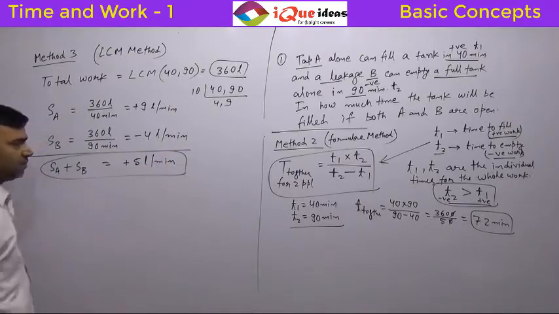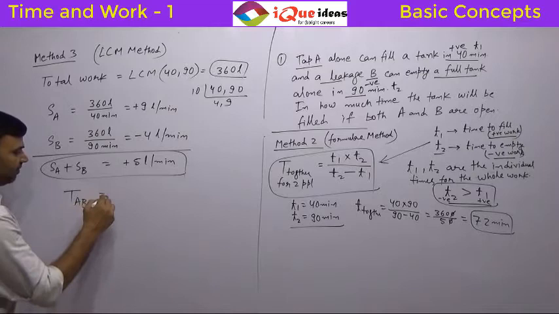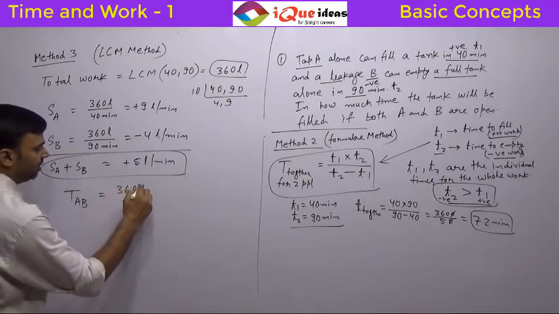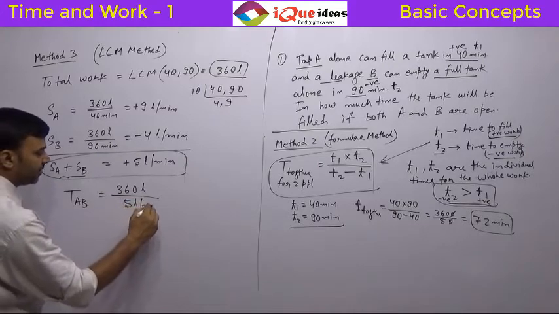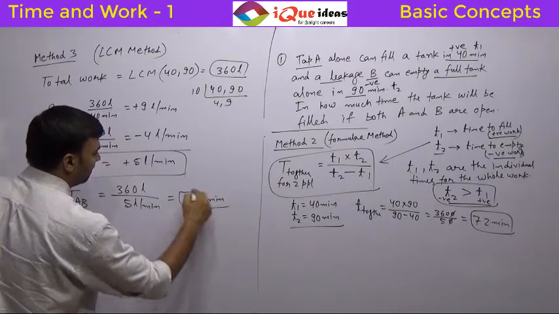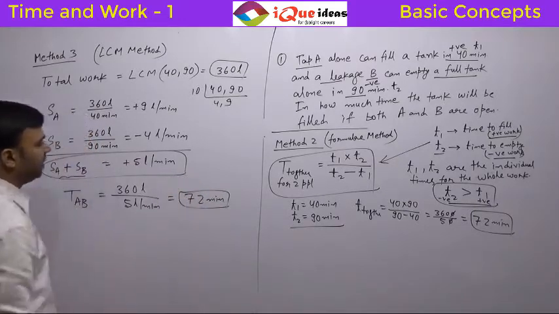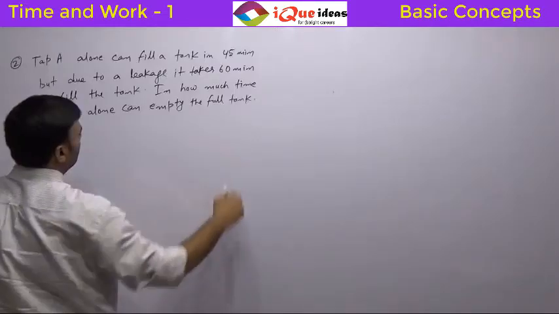Alright. So this becomes very simple to understand. So the time taken by A and B together will be total work 360 liter divided by the net speed, that is 5 liter per minute. Now 360 by 5 is equal to 72 minutes. So this was one very beautiful method to do this question. Alright, let's take one more question like this.